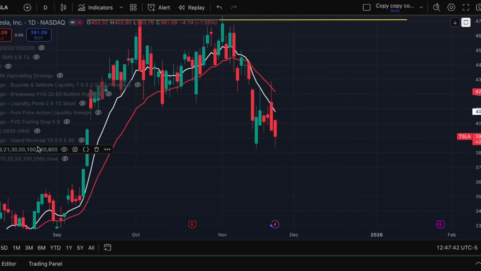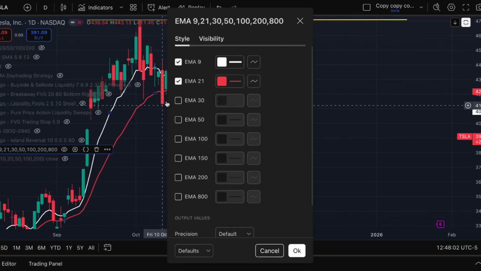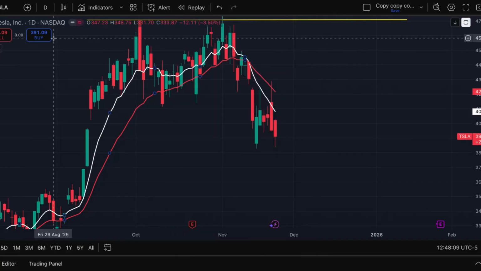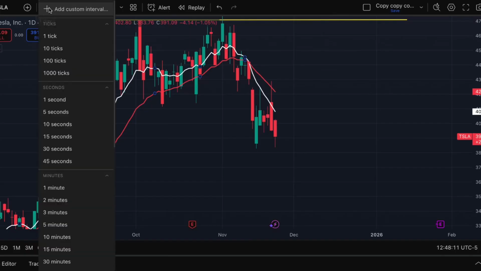I use the 9 and the 21 EMA, those are these lines right here. The 9 is the last 9 trading candles, and the 21 is the last 21 candles, which is 1 candle, 2 candles, 3 candles, 4 candles, and so on and so forth. The 9 is white and the 21 is red. You can change the color, so it doesn't matter. I'm just using white and red for the video. Okay, so let's go on a 5-minute time frame.